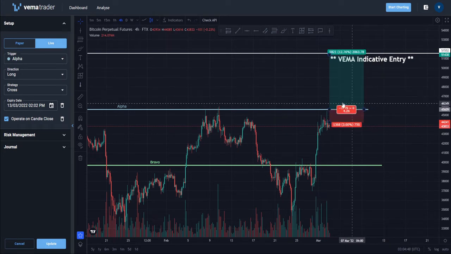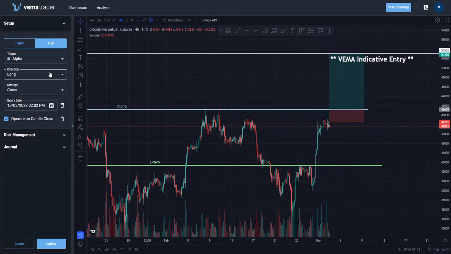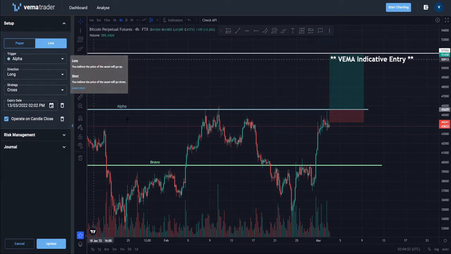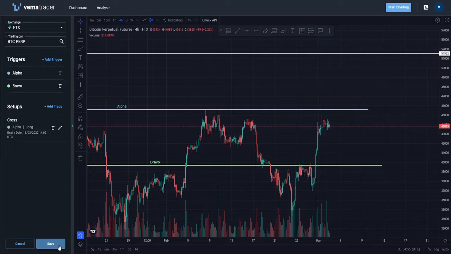That is a strategy you'd be looking for there. Anytime you're looking for a breakout, cross is probably what you want, and anytime you're looking for a bounce, bounce is probably what you want. Kind of self-explanatory with bounce. So that's our first setup.